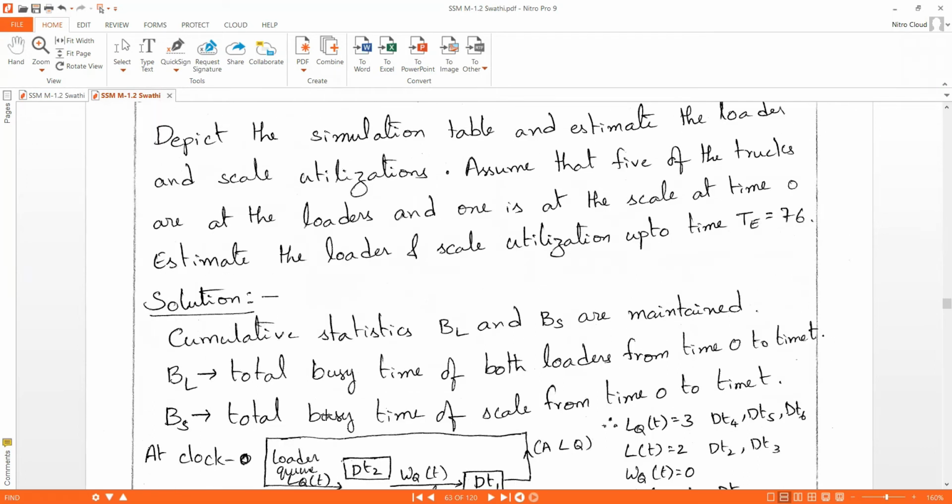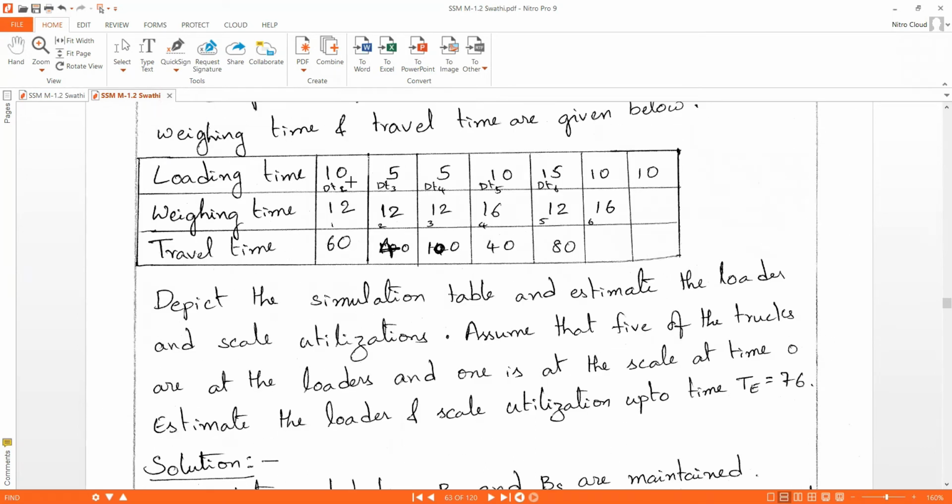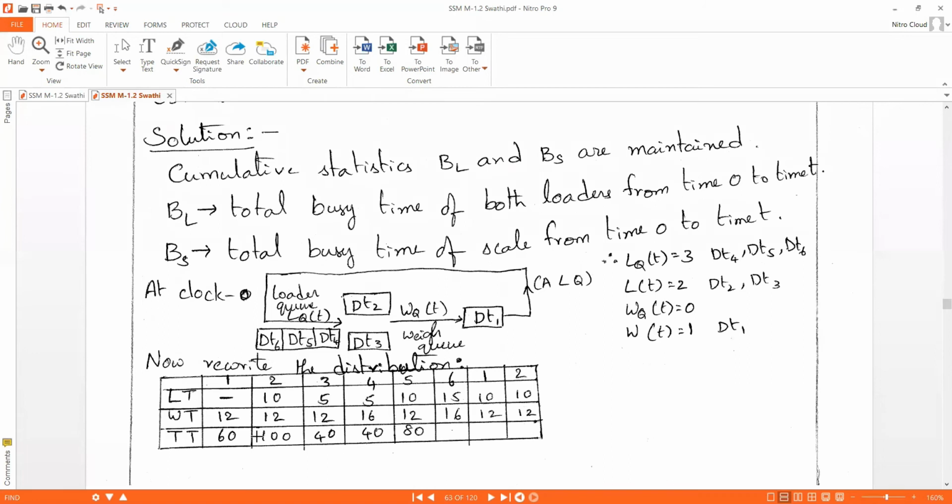Next, the remaining loading time values they have given are 10, 5, 5, 10, 15, 10, 10. We'll write it like this. The first one we remove, because the first truck is already loaded. At simulation clock time 0 itself, the truck is at the weighing machine, and the weight calculation is being done for dump truck 1.